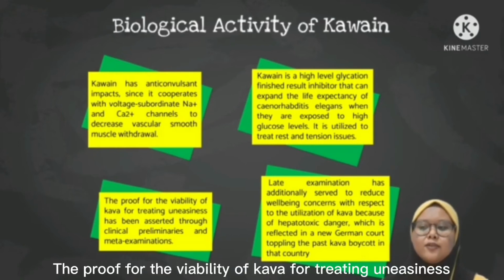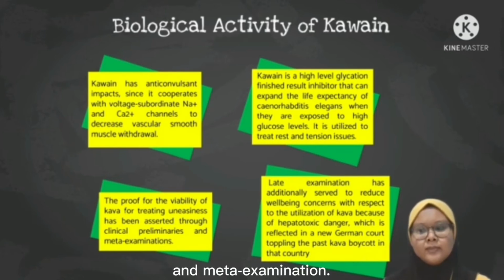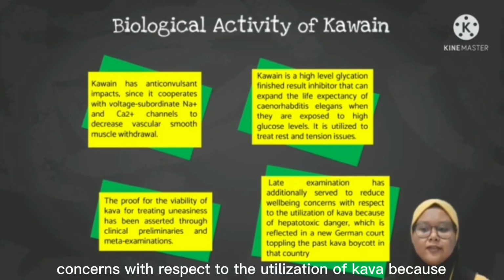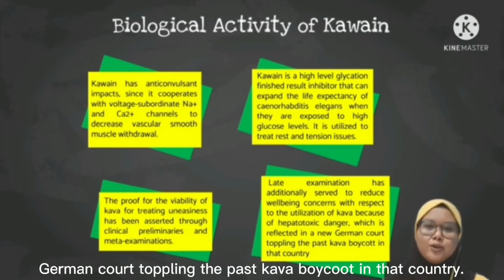The proof for the viability of kava for treating uneasiness has been asserted through clinical preliminaries and meta-examination. Late examination has additionally served to reduce well-being concern with respect to the utilization of Kava because of hepatotoxic danger, which is reflected in a new German court toppling the past Kava boycott in that country.